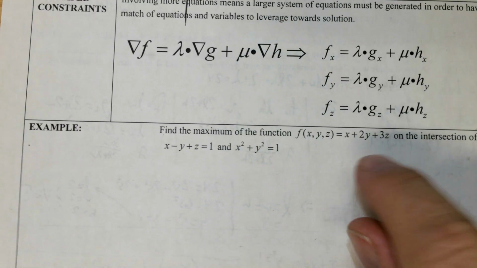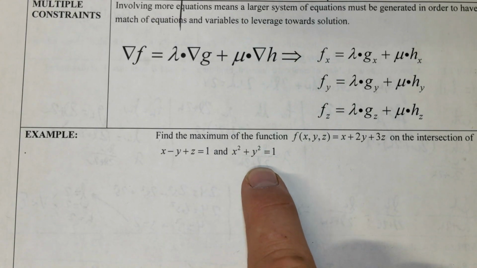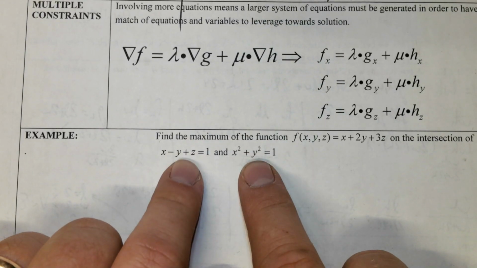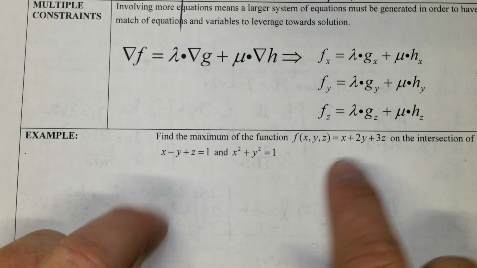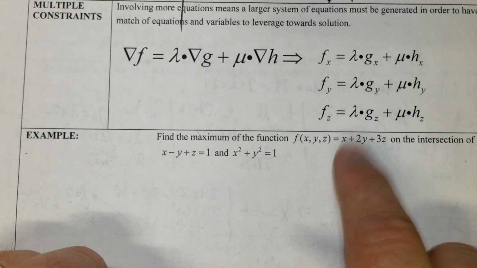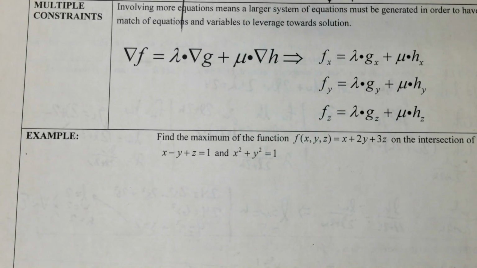If I had multiple constraints, right? If I had a minimum of this function on the intersection of this plane and this cylinder. So I'm looking at the intersections of these and trying to maximize the output of this guy. So I'll find some critical values where all 3 of these things interact. I'll plug them in here and find out which one is the min and which one is the max.